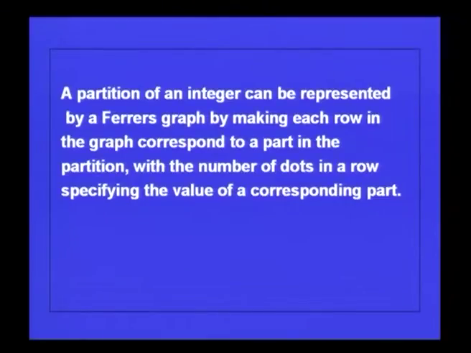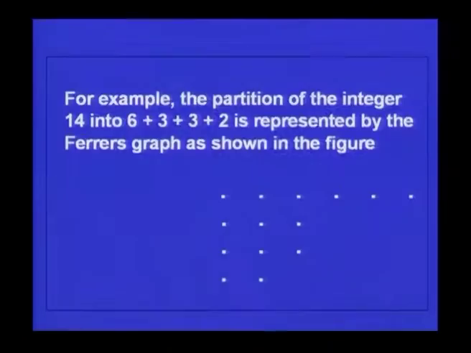A partition of an integer can be represented by a Ferrers graph by making each row in the graph correspond to a part in the partition, with the number of dots in a row specifying the value of the corresponding part. For example, if you take 14 and split it like this, 6 plus 3 plus 3 plus 2, the Ferrers graph corresponding to this is like this. First is 6, then 3, 3, 2. Usually you arrange it in such a way that the upper row is longer than the lower row or equal.